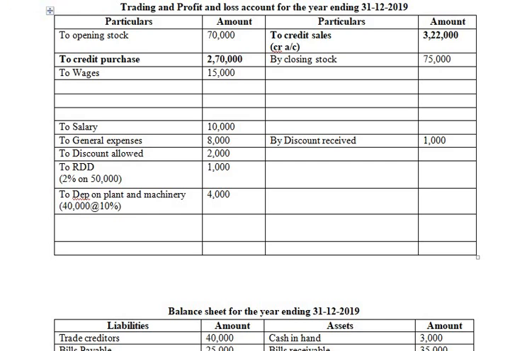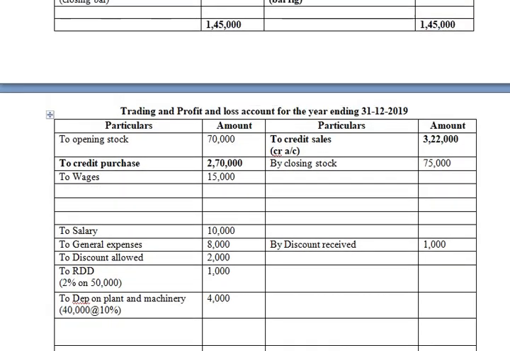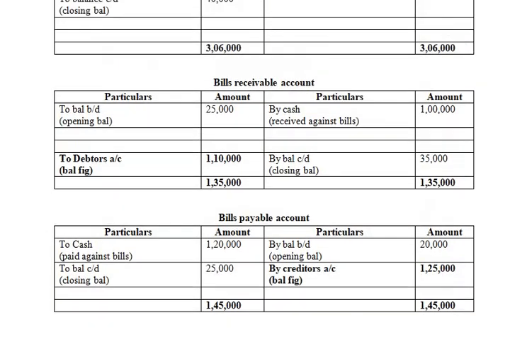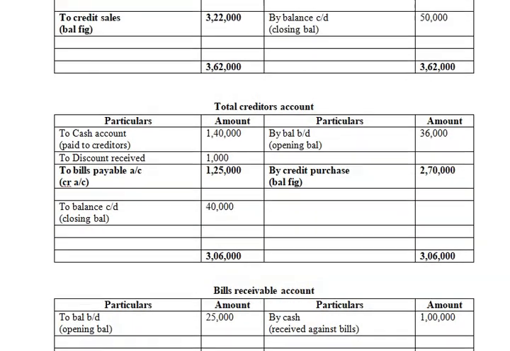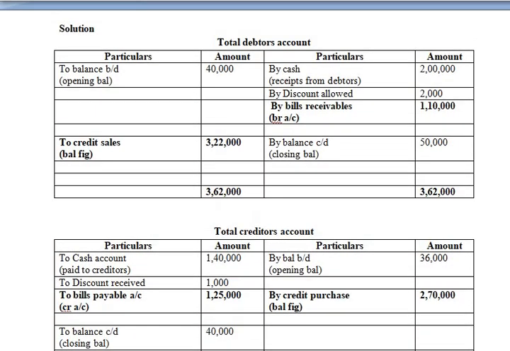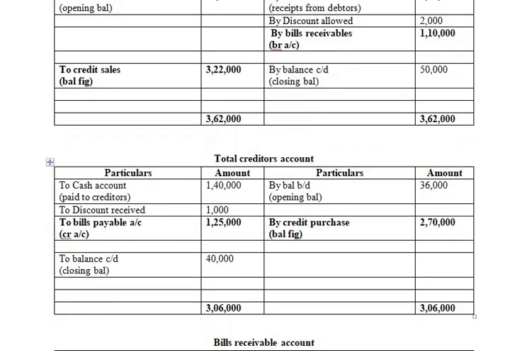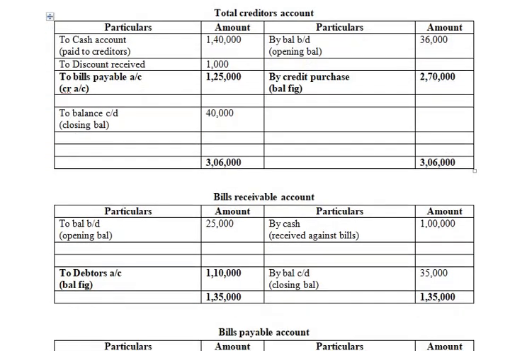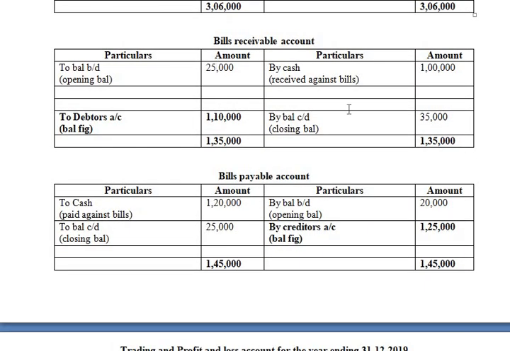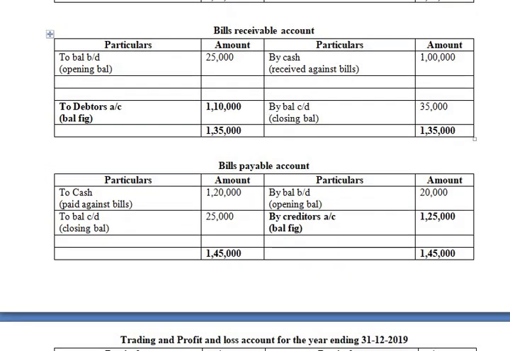In the previous class we studied one problem wherein we had to prepare the debtors account, bills payable account, bills receivable account and creditors account. These are the accounts that we have prepared: total debtors account, total creditors account, bills receivable account and bills payable account. We have closed all these accounts, and the entries have been posted to the respective accounts.